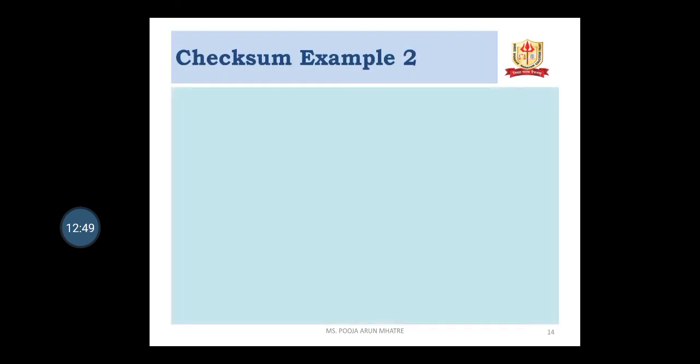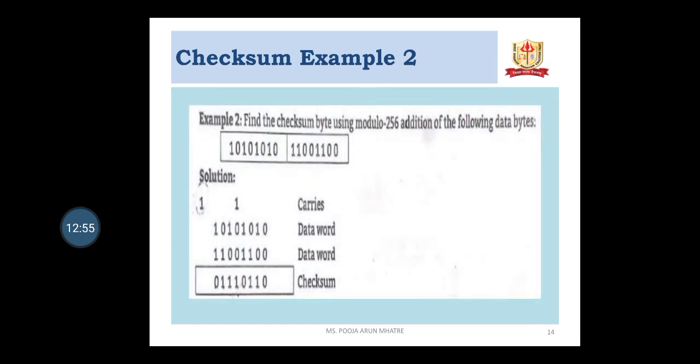The second example is: find the checksum byte using the modulo 256 addition of the following data bytes. The data is 10101010 and 11001100. Here the data words are added together, and the checksum bit is: 0 plus 0 is 0, 1 plus 0 is 1, 0 plus 1 is 1, 1 plus 1 is 0 and carry 1. 1 plus 0 is 1, 1 plus 0 is 1. 1 plus 0 is 1, 0 plus 1 is 1, 1 plus 1 is 0 and carry 1.